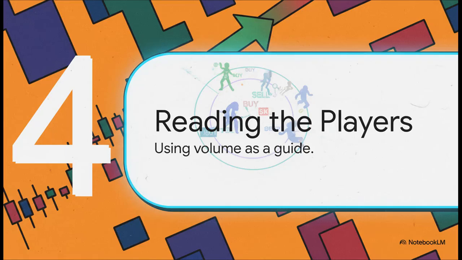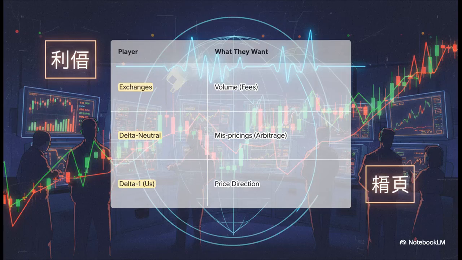So this brings us to the really fun part, Section 4, reading the other players. Now that we know what volume actually is and what it isn't, we can start using it to see the intensity, the conviction, and the behavior of the other players in this big zero-sum game. Now, to profit from other people, it helps to know who you're playing against. The market really has three main types of players.